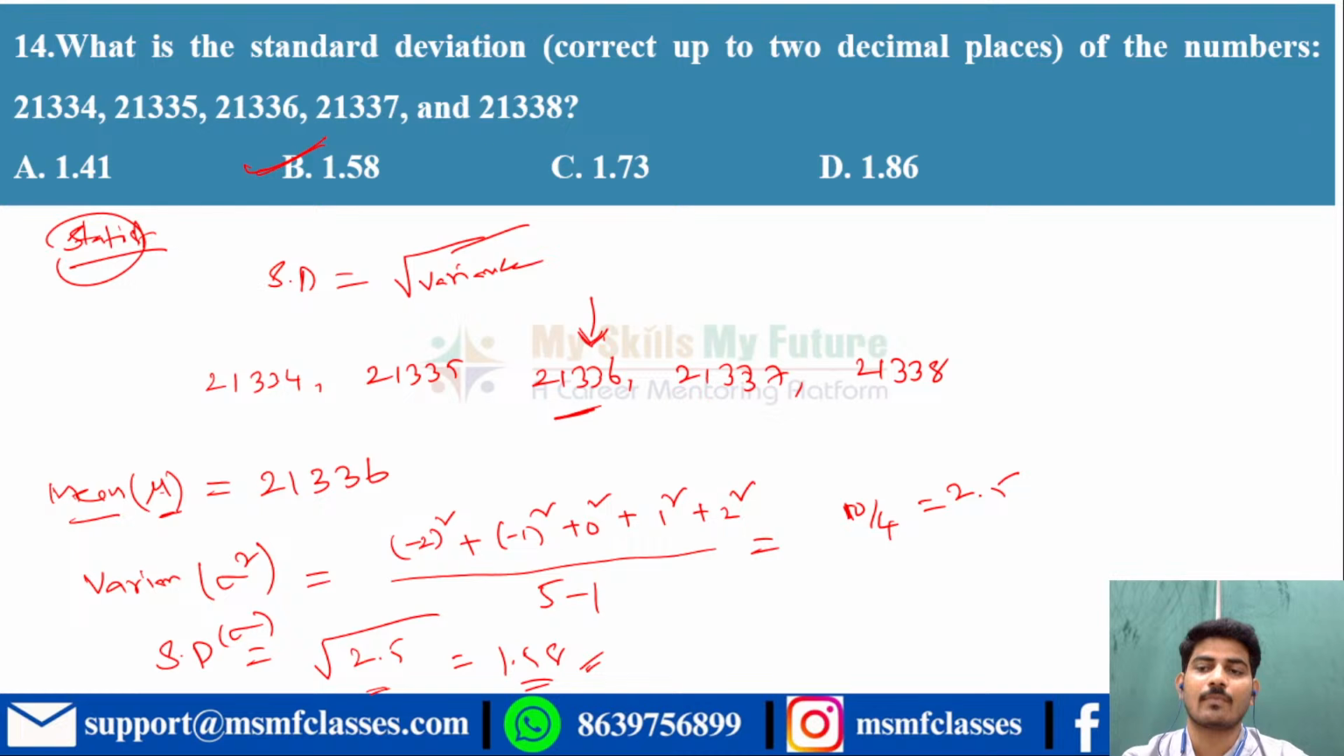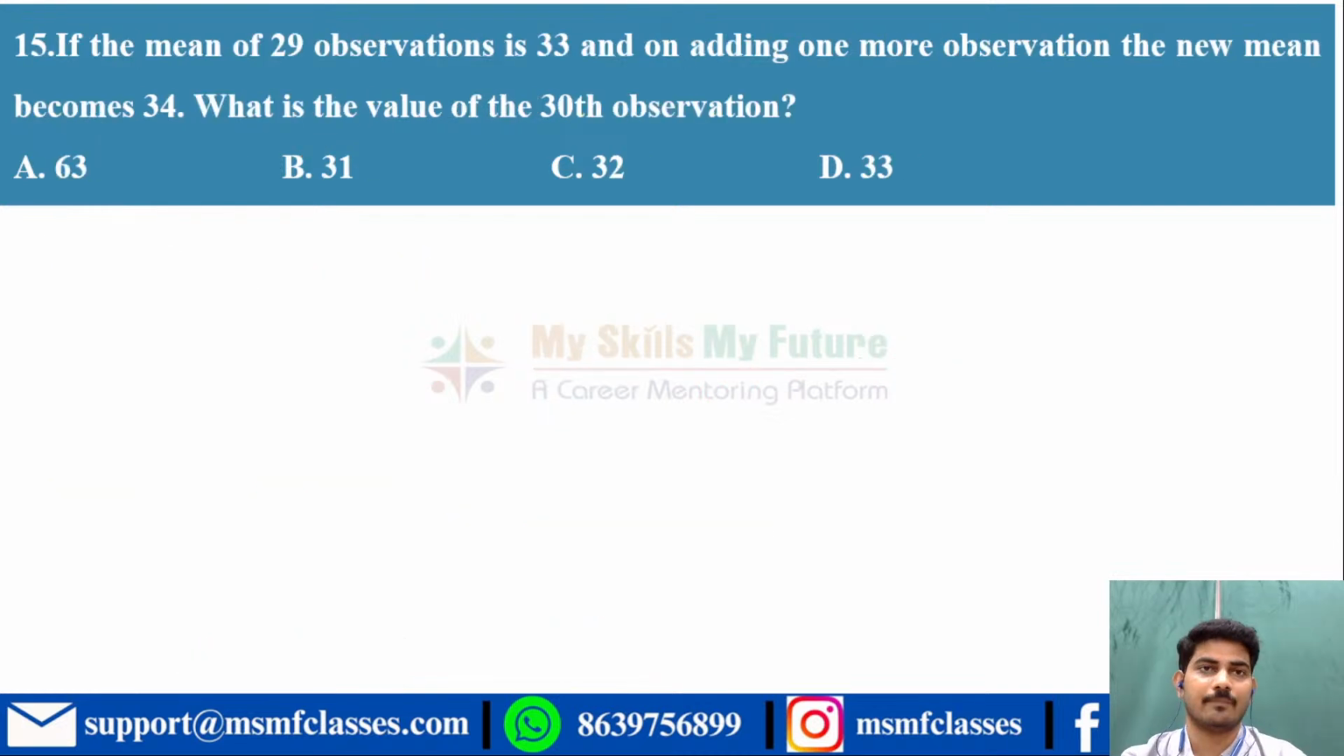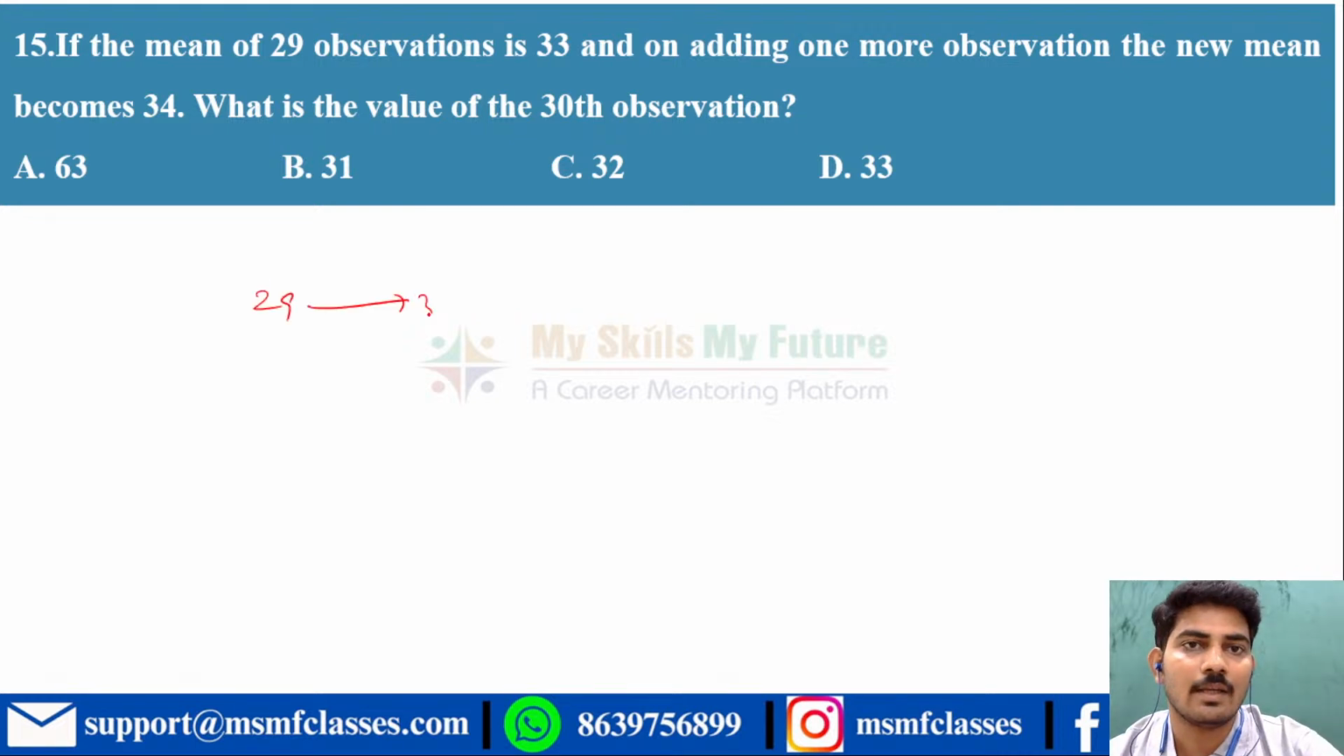Let us move on to the remaining questions as well. Okay, this was the next question. This is from the averages topic. The mean of 29 observations is given as 33, and if one more observation is added, it will become 30 observations, and the new average will become 34.